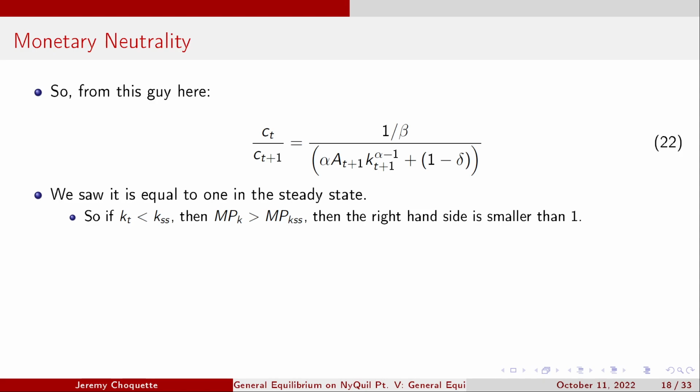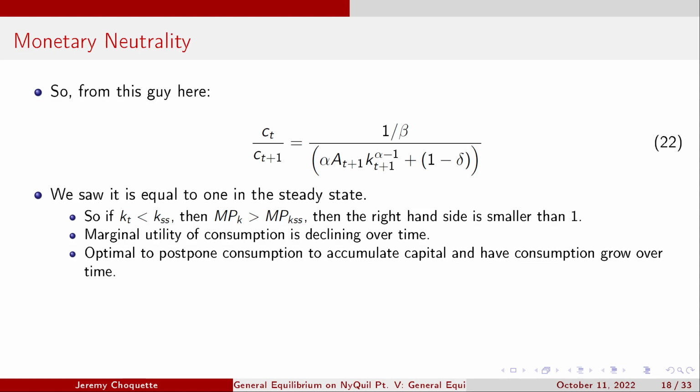state. So if, say, the current value of capital is less than what the steady state capital would be, the marginal product of capital right now is greater than the marginal product of capital in the steady state. So the right-hand side of equation 22 would be smaller than 1. But remember, if it was in the steady state, it would be equal to 1. So this is telling us that if I've got current consumption over future consumption, the marginal utility of consumption would be declining over time.